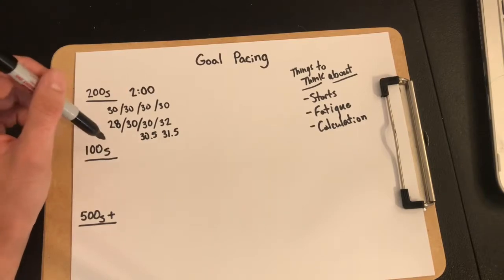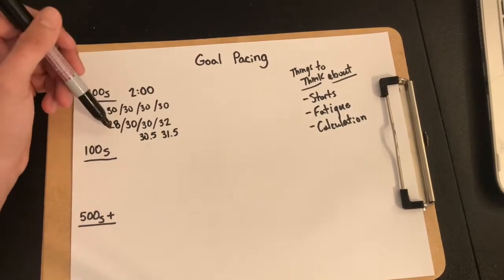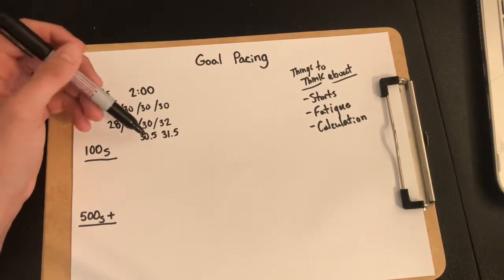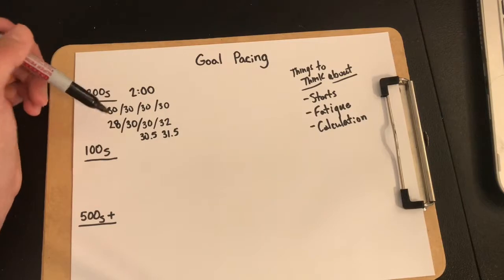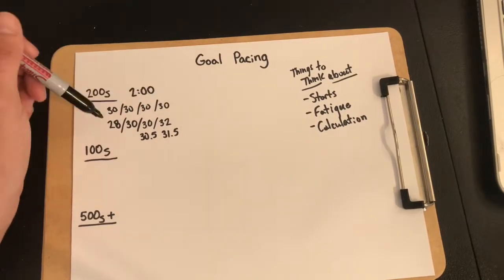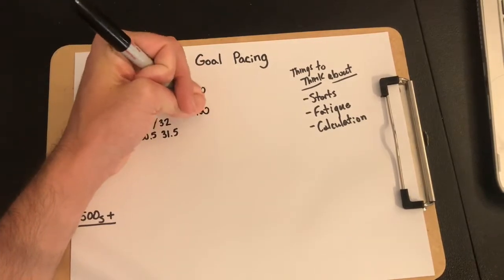So, when we have our breakdown of what we want to go, this would be ideally what we want to go in a race. Either 28, 30, 30, 32 or 28, 30, 30.5, 31.5. Afterwards, we would figure out what we want to pace in practice, if it was a 50 or if it was a 100.